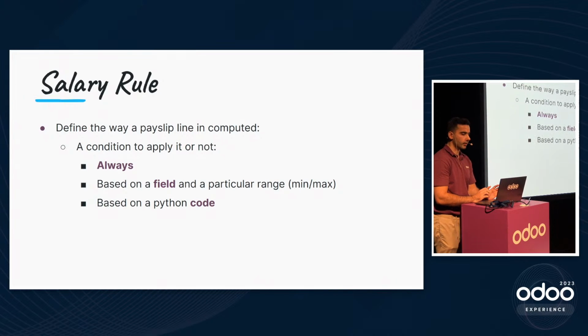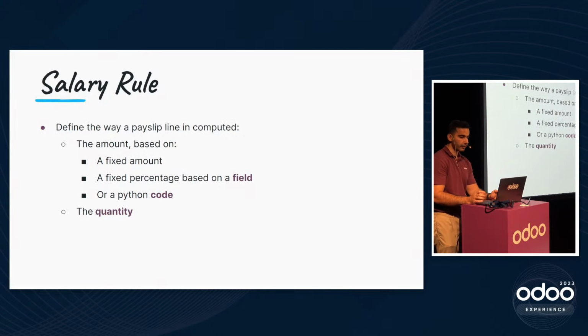Okay, so I talked about the applicability, and we have different ways to do it. The rule can either be always applied, so every time this rule is applied, or it can be based on a field and a particular range. For example, if the gross is between 0 and 1,000, apply this rule. Or it could be, if you have a really complex condition, just a Python code where you say, if this condition is met, apply this rule.